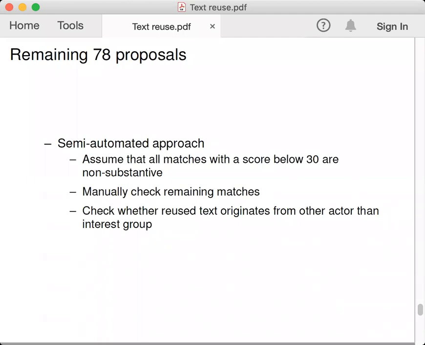As I mentioned before, I tried to ascertain that the text originates from the interest group and not from some other actor. So I check whether the party credits someone else with this idea, and I Google it and all of that. I tried to make sure, as far as possible, that it comes from the interest group.